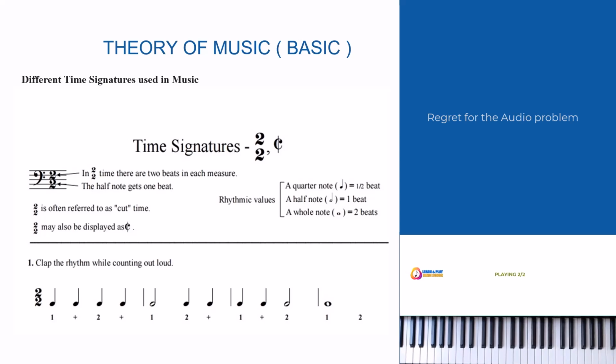Mostly these 2x2 songs are arranged for slow songs, to accommodate more notes and a more expressive form of music. Hope you understand the application of 2x2 in a song, which is very rare in our Indian music, but mostly you'll find it in classical music.